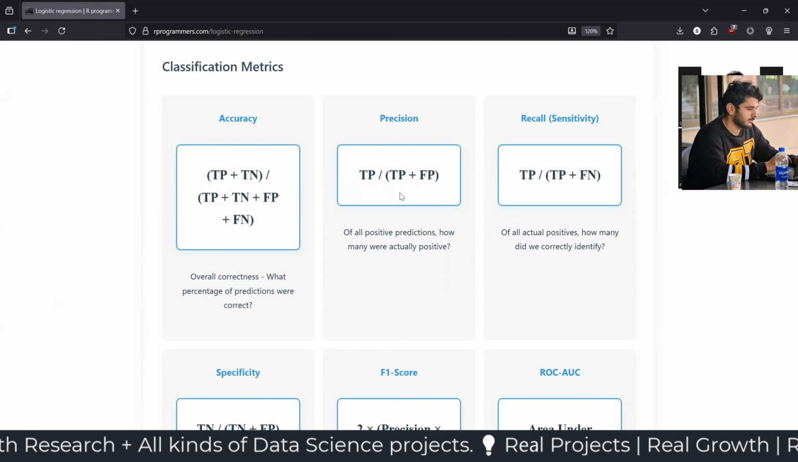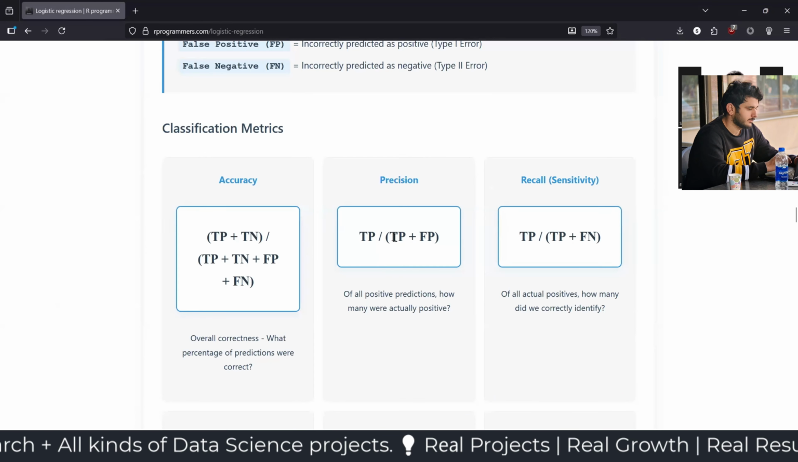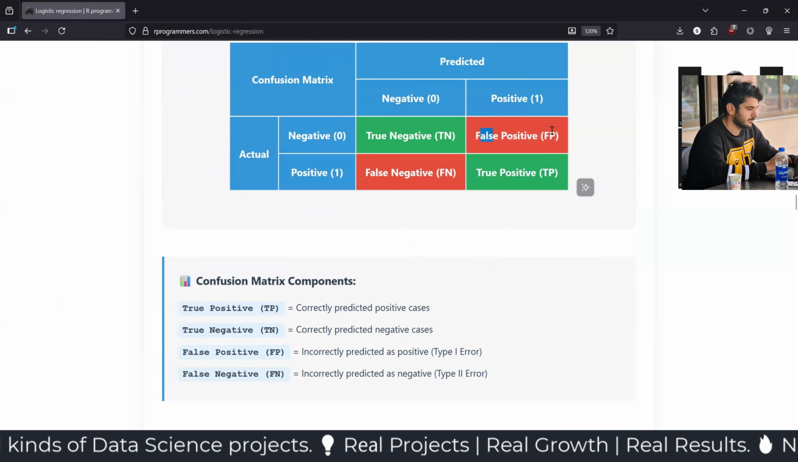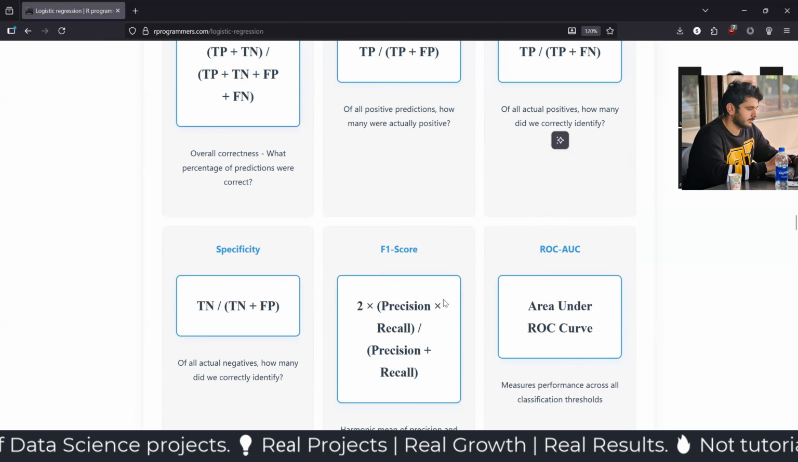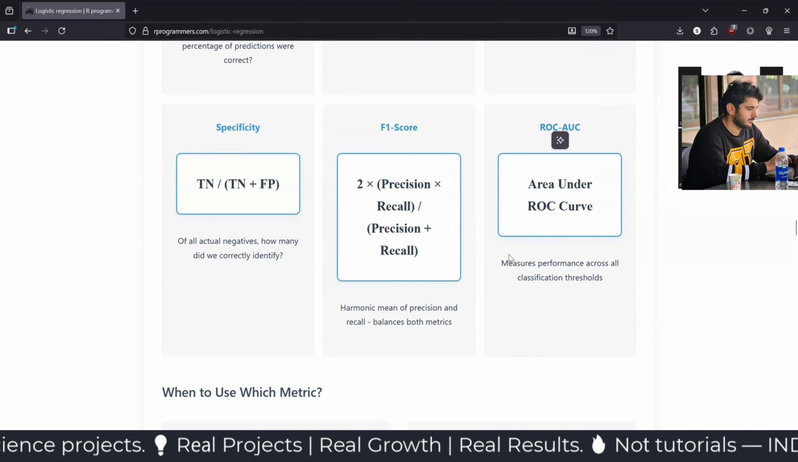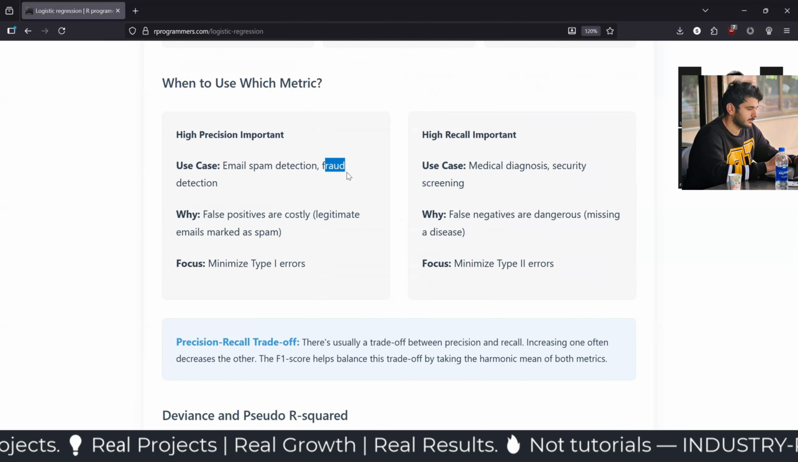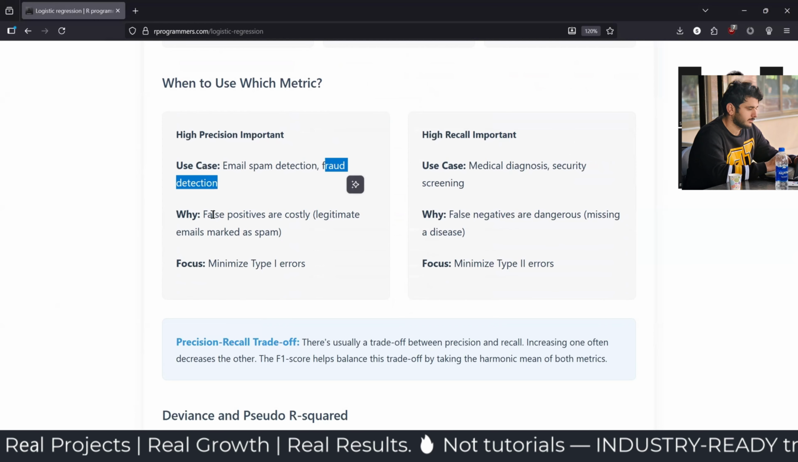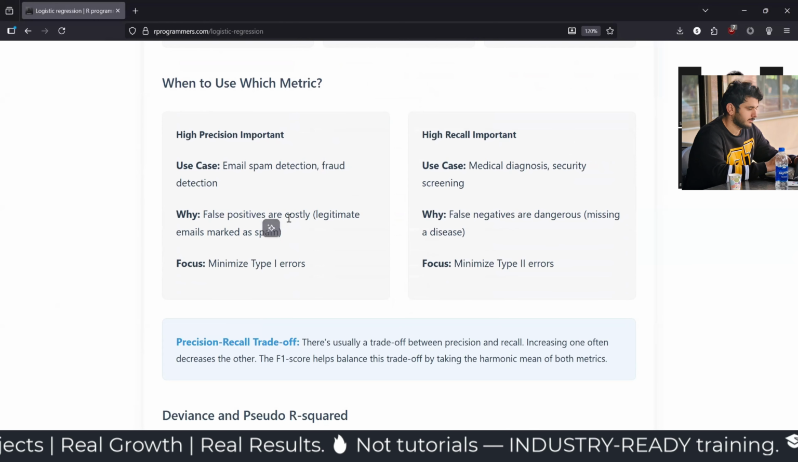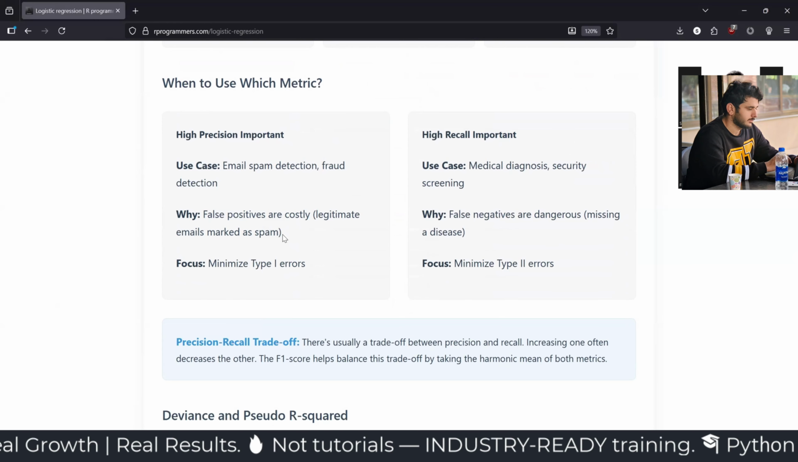Here we have TP plus FP, which basically means these two columns. Instead of discussing it like that, we need to discuss it with an example. So let's talk about precision. We are trying to do fraud detection. Here false positives are costly, because we want to minimize the type 1 error.